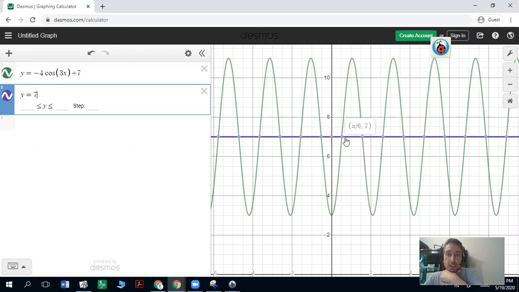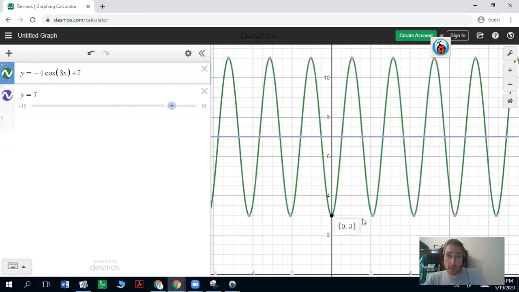So the amplitude is the distance between the midline and the maximum. That's going to be 4 units. 7 plus 4 is 11. 7 minus 4 is 3. It won't outright give you the period. However, the period on a cosine problem is the distance from peak to peak. So if you start here, it's at 0, and then here it's going to 2 pi over 3. That verifies that period is going to be 2 pi over 3.